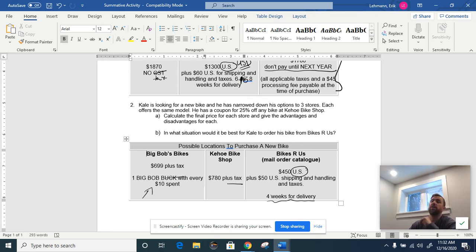But understand that money back is not the same as an instant discount. Because you know what happens? Maybe you get $60 in Big Bob bucks, then you go in and they're like, yeah, here's a new helmet, but it's $200. But good news, you've got $60 off. Well, maybe you could have bought that helmet on sale somewhere else and paid the same price. So loyalty programs are not always amazing. So these are the sort of things that I would like to see you write down.